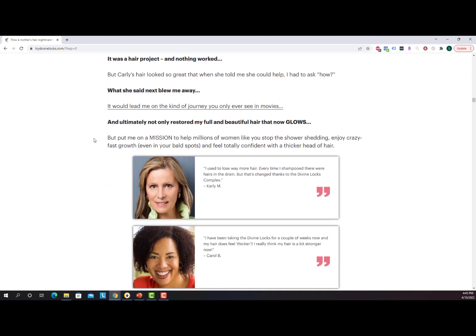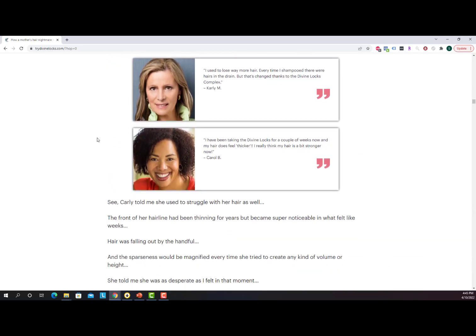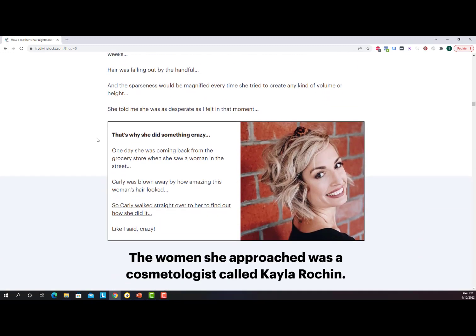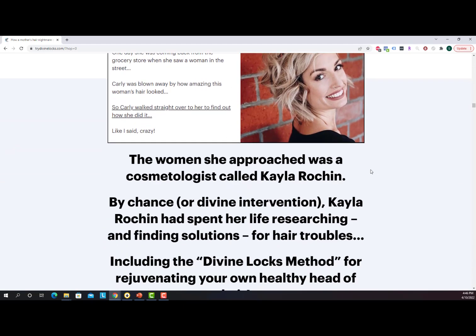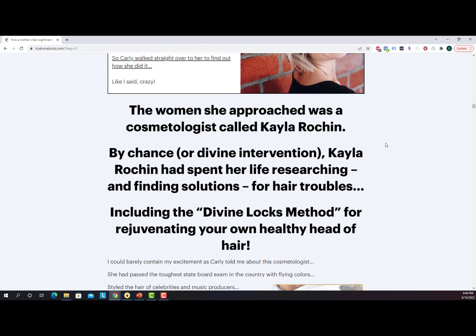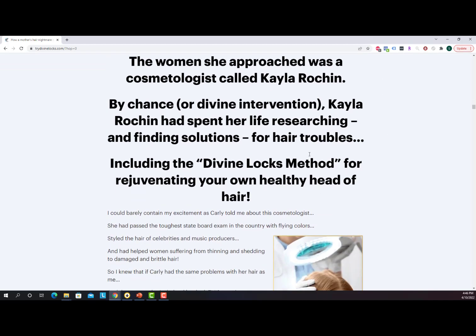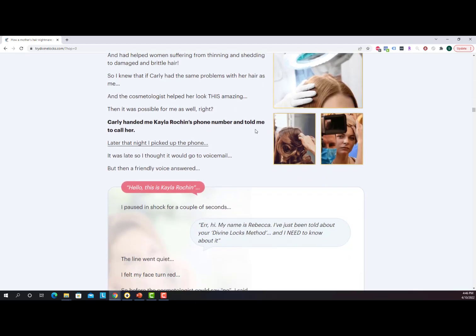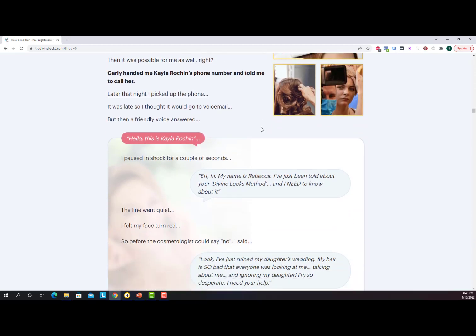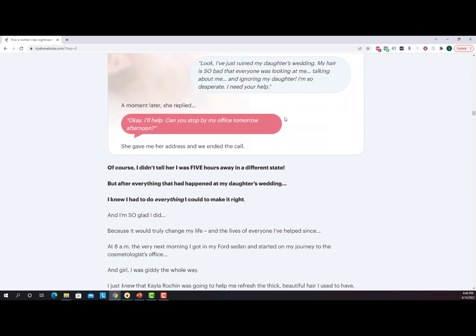And then let's transition back to some testimonials to really build up the anticipation of this divine golden locks method. Scrolling down, she talks about Carly's story, how she found a cosmetologist called Kayla Roshan. By chance or divine intervention, Kayla Roshan had spent her life researching and finding solutions for her hair troubles, including the divine locks method for rejuvenating your own healthy head of hair. So now it's time to embark on the quest. Go talk to and meet with Kayla Roshan, the rogue cosmetologist. So she goes on this quest.